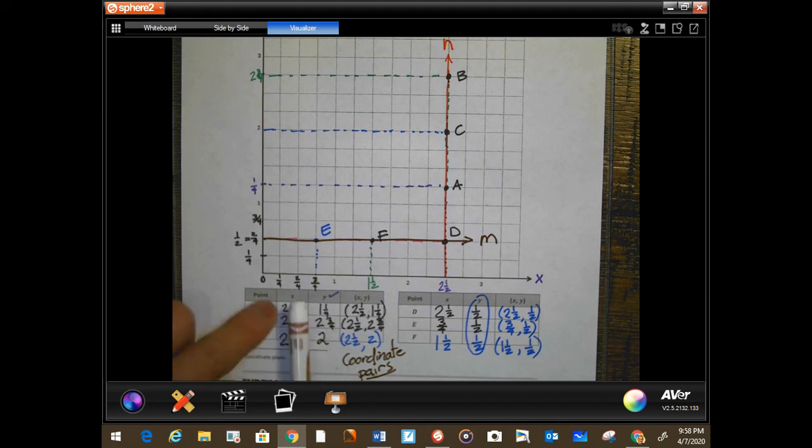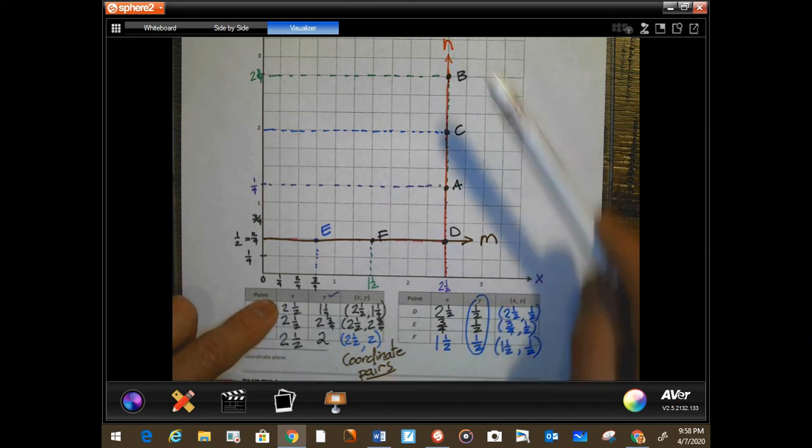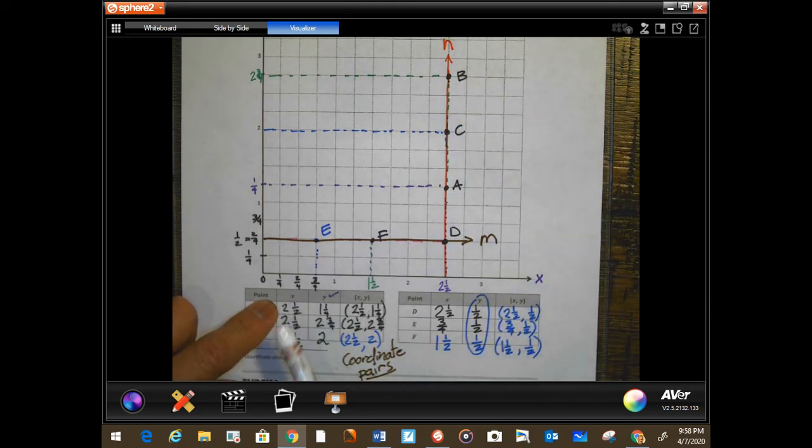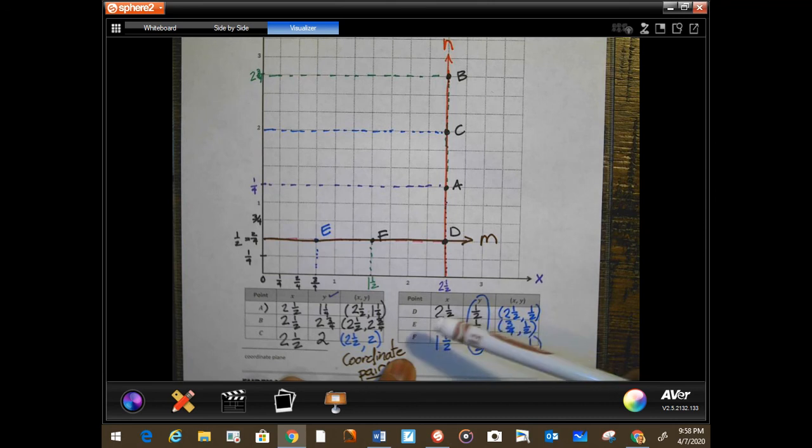So what they had in common on line N was that the value of x was the same for A, B, and C. And what this line had in common was that the value of y for points D, E, and F was the same.